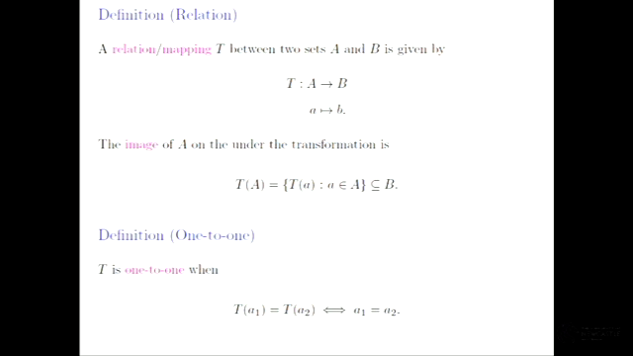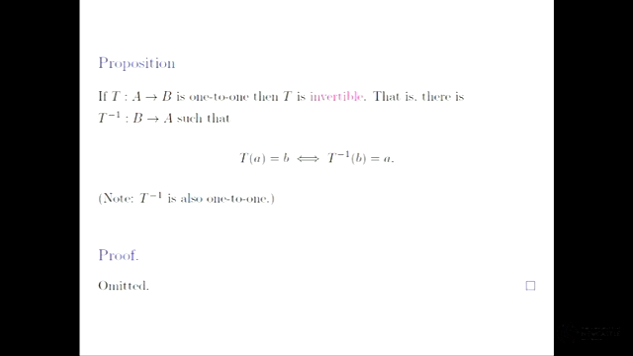T is 1 to 1 when you map a point and you map a different point and they end up in the same place, and that is not allowed. So if A1 and A2 map to the same thing, then A1 and A2 have to be the same thing. That's the definition of being 1 to 1. If you want to think of this as functions, they have to pass both the horizontal and the vertical line test.